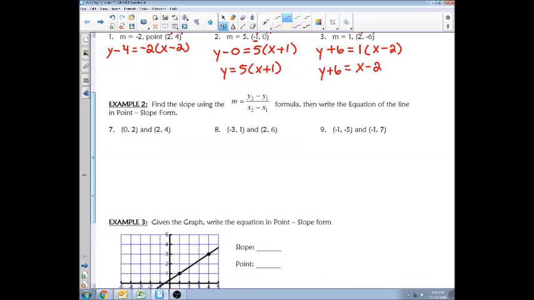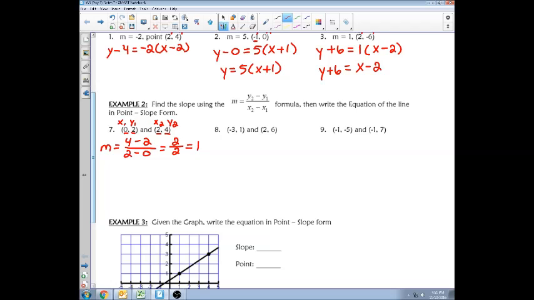Here, it will not give us the slope, but it does give us 2 points. Anytime we have 2 points, we can find the slope. These points are x1, y1, x2, y2. So remember, it's y2 minus y1 over x2 minus x1. So let's find our slope first. y2 is 4 minus y1 is 2 over x2 is 2 minus x1 is 0. That would get us 4 minus 2 is 2. 2 minus 0 is 2, so my slope is 1.